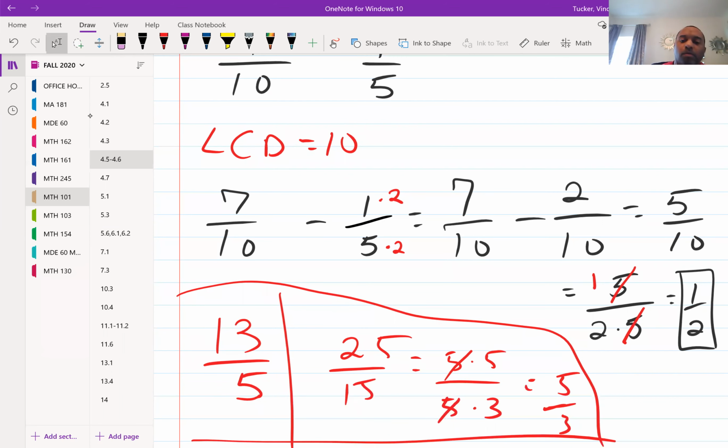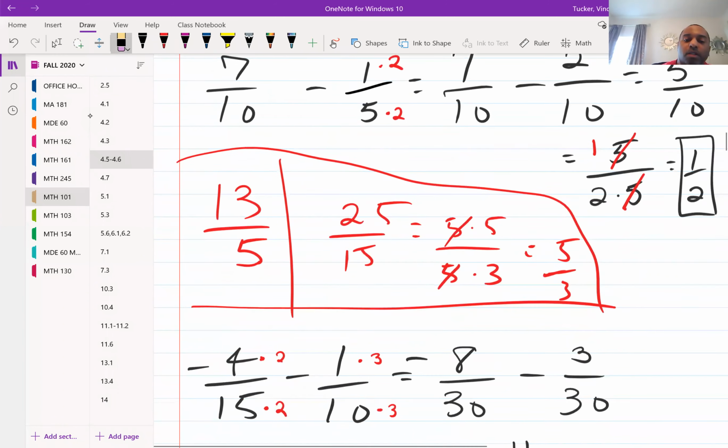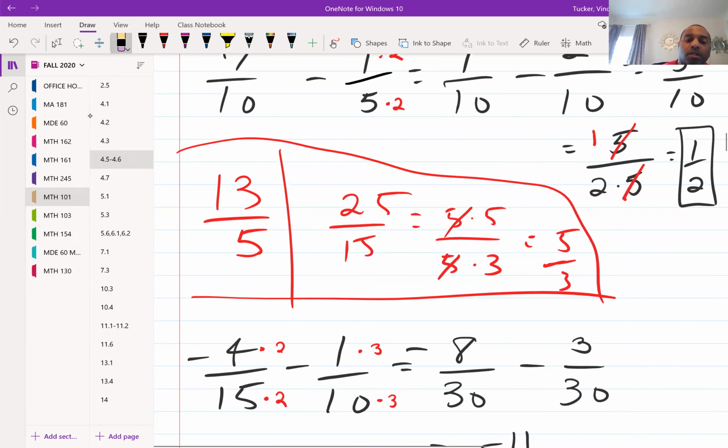You don't have to worry about this over here. That was just, I'm pretty sure somebody asked me a question about reducing. We have 25 over 15, reduce both top and bottom by 5, that gives us 5 over 3. Here probably was saying that 13 over 5 cannot reduce, and so you can leave your answer like that. That's all that was about. Trying to erase this stuff so we can walk through it.